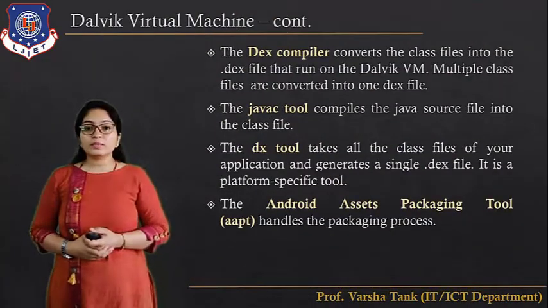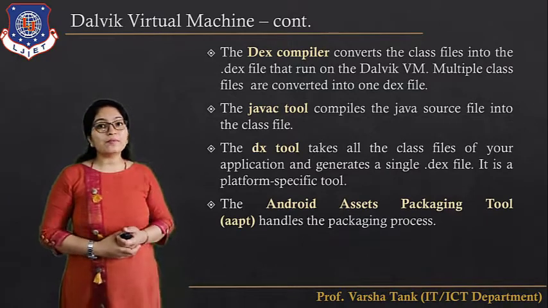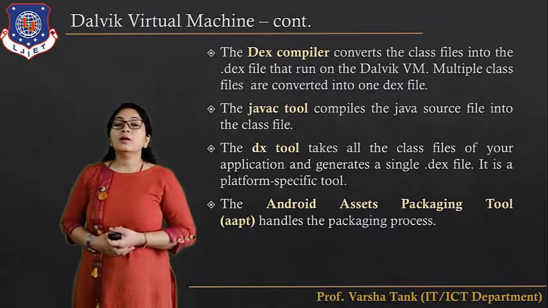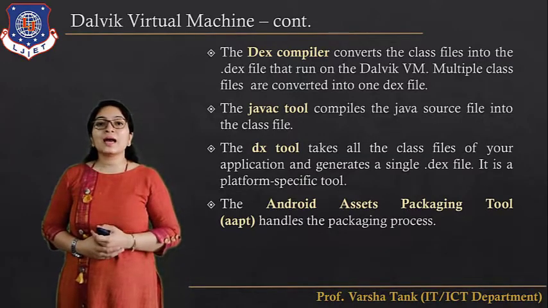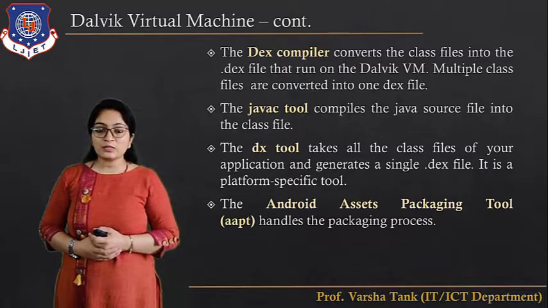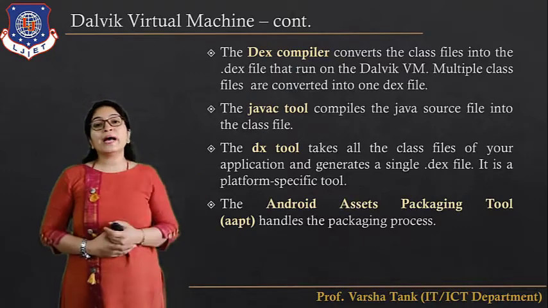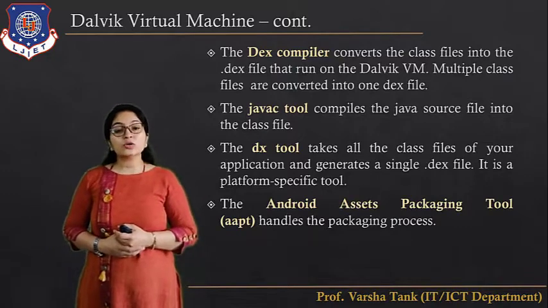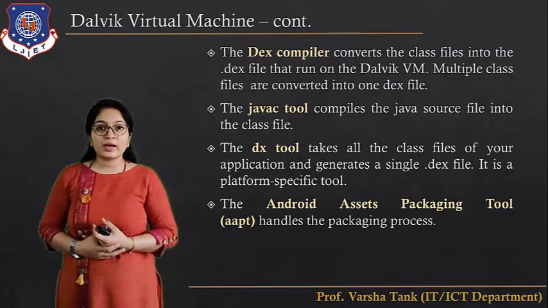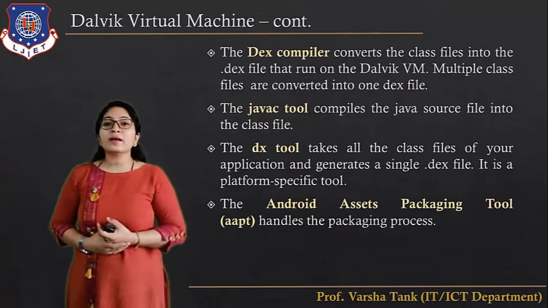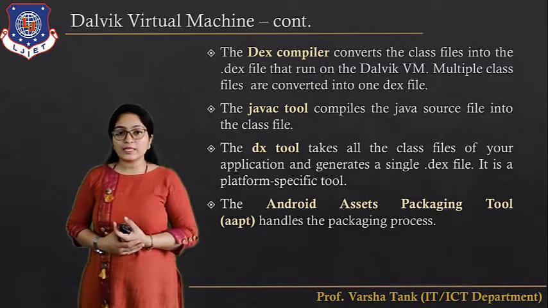Now let's see the meaning of each of these concepts. First is the Dex compiler. What is the work of the Dex compiler? The Dex compiler converts the class file into the .dex file that runs on the Dalvik virtual machine. So the file that is supported on the Dalvik virtual machine is the Dex file. Multiple class files are converted into one Dex file.